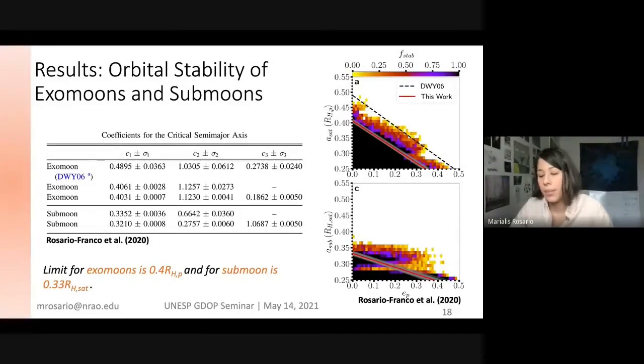And please remember that when we're talking about these fs for the moon or the exomoon, we are referring to the Hill radius of the host. So the host of the exomoon is the planet. So it will be 0.4 of the Hill radius of the host planet. And for subsatellites, it is the Hill radius of the satellite.